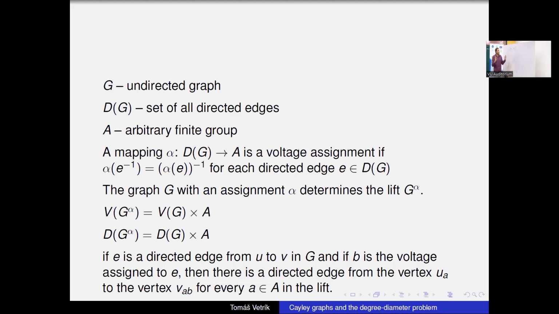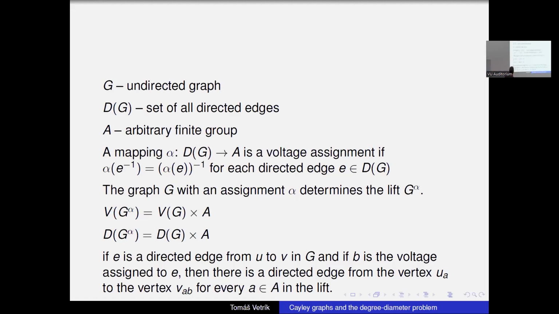So it is an undirected graph for us, but for a while, to construct the lift, we are just assigning some elements of the group to the set of directed edges. Now A will be any finite group which we choose. Let me again choose something simple as a first example, just a cyclic group Z5. So my A will be a cyclic group Z5, with 5 elements.